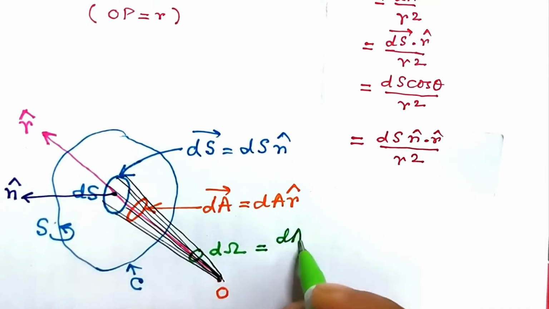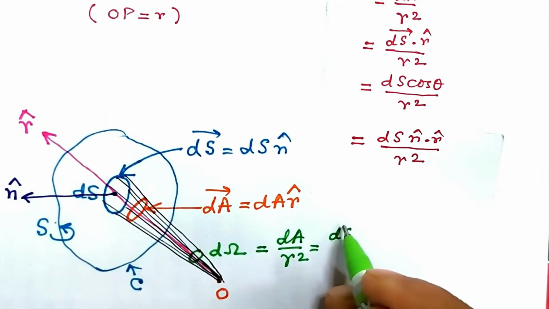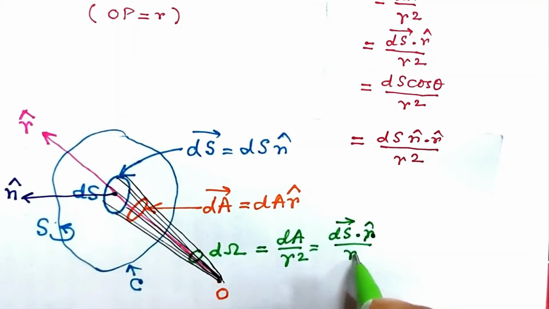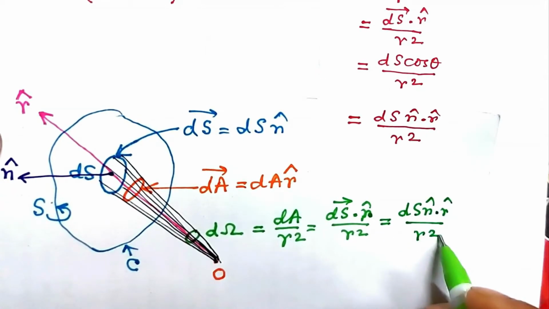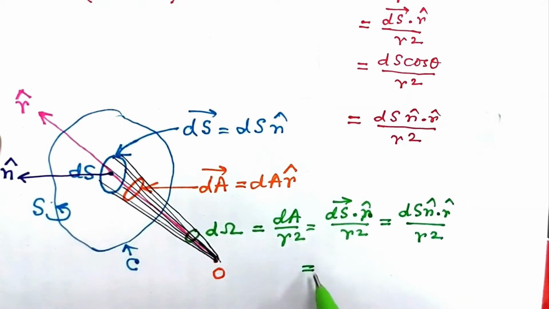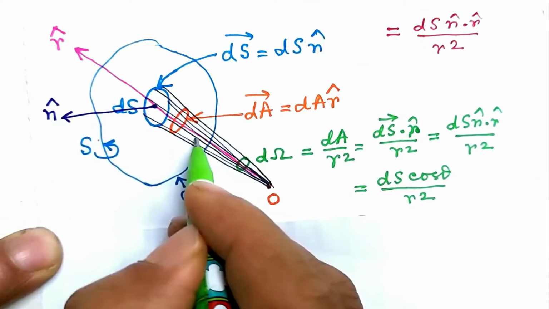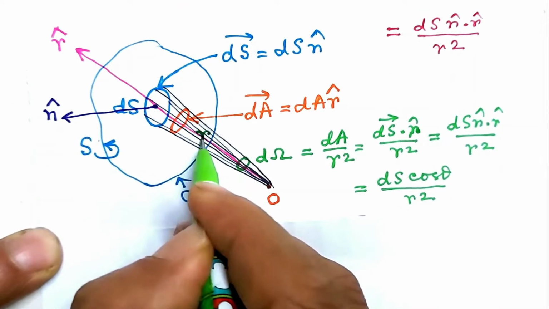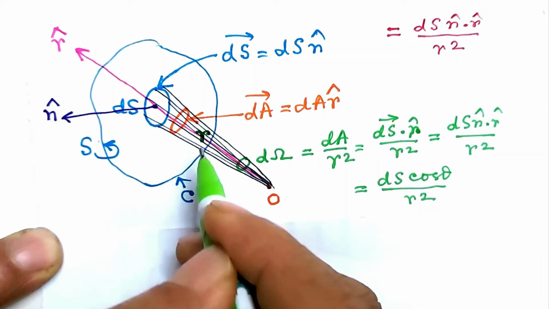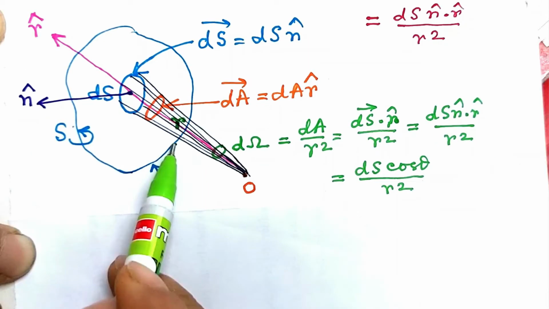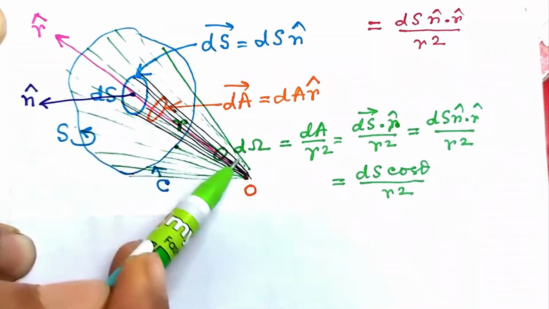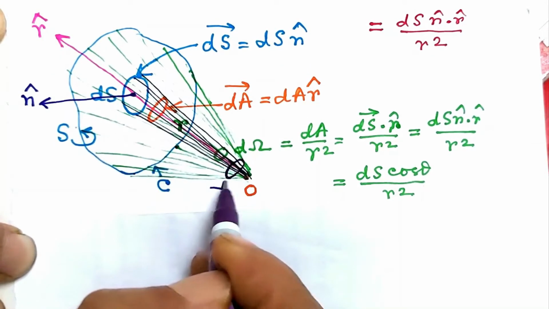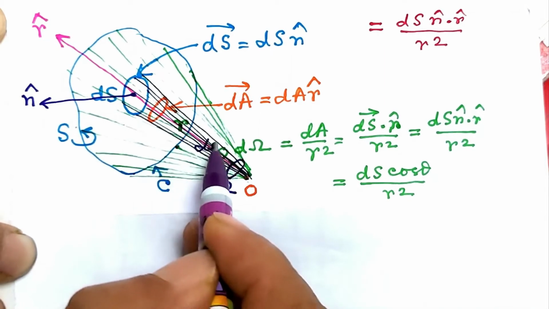Then d omega is dA by r square equal to vector ds dot r hat by r square, or ds n hat dot r hat by r square. Let us reiterate that dA is the projection of ds along r hat. We also popularly write it as ds cos theta by r square, and this distance from O to ds is r. The solid angle made by the entire surface S at O is obtained by joining the points of contour C of S to point O. The solid angle subtended is omega, and this is d omega.